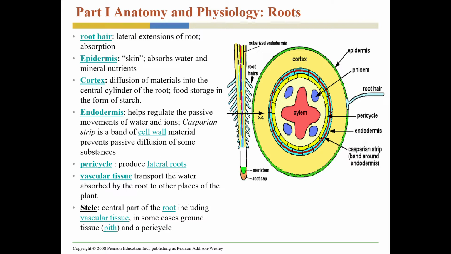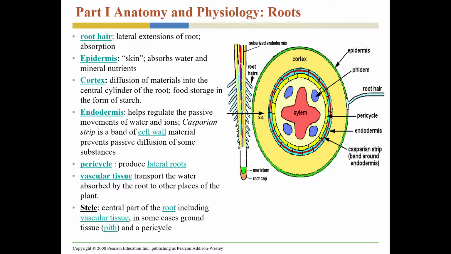You see the vascular tissue there in the middle, the xylem and the phloem. The root hairs are essential. They're just little lateral extensions of the root for absorption. You do have absorption through parts of the epidermis. The cortex is this central cylinder, where you're going to store most of your starch.